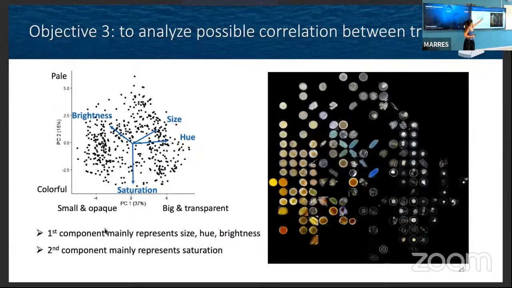Meaning what? That in this part of the graph, we will have small and opaque eggs compared to the other part where we will have big and transparent. And to demonstrate this, these are the corresponding images of all these dots that you have here. And we can clearly see this shift. And also the other important information we have is that the saturation here is clearly behind the second axis, meaning that we have colorful eggs on that corner and pale on that. And this is clearly what we see here.